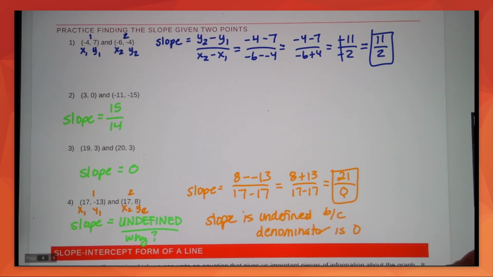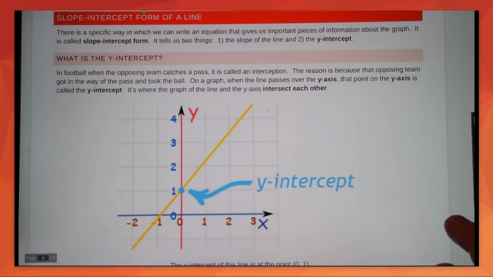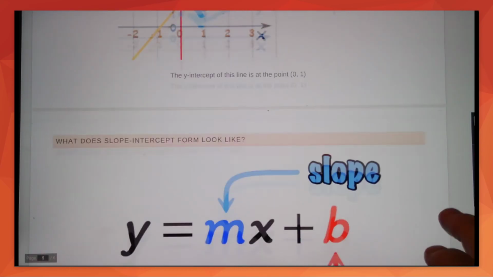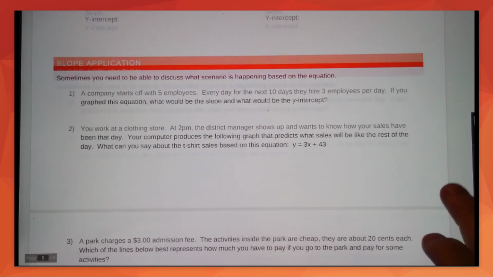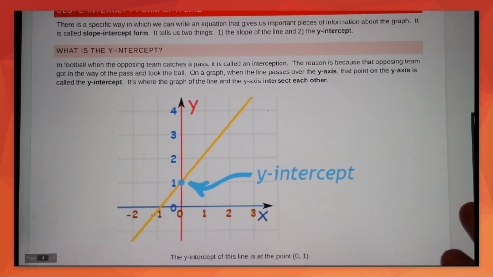Okay, so there's some more practice with finding slope on the Delta Math assignment that goes along with this. So try that out and let me know if you have any questions. We are going to move on to slope-intercept form of a line. I think this might be the last. Yeah, this is the last thing, slope-intercept form of a line, and then we have some word problems, but it shouldn't be too bad.